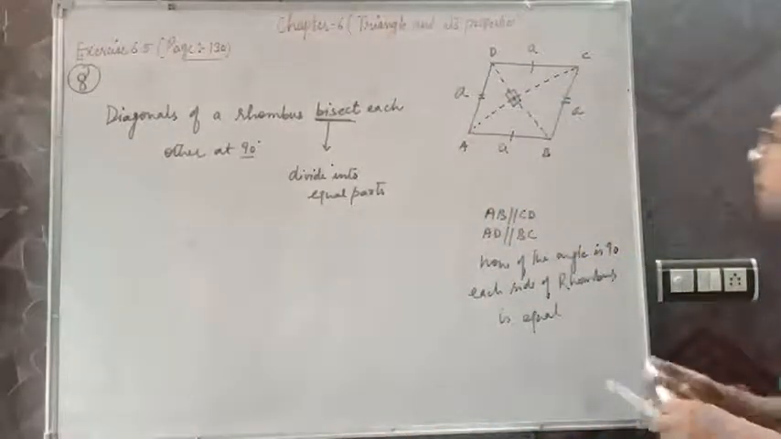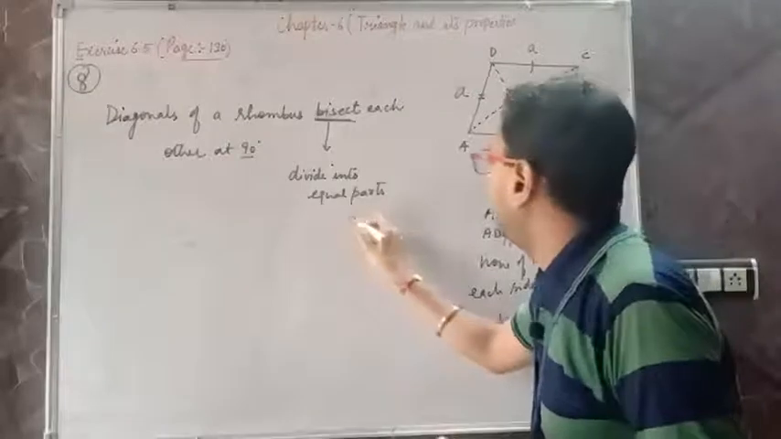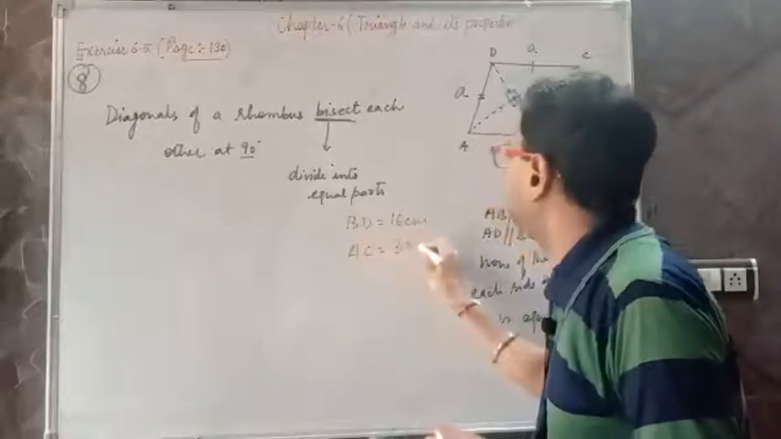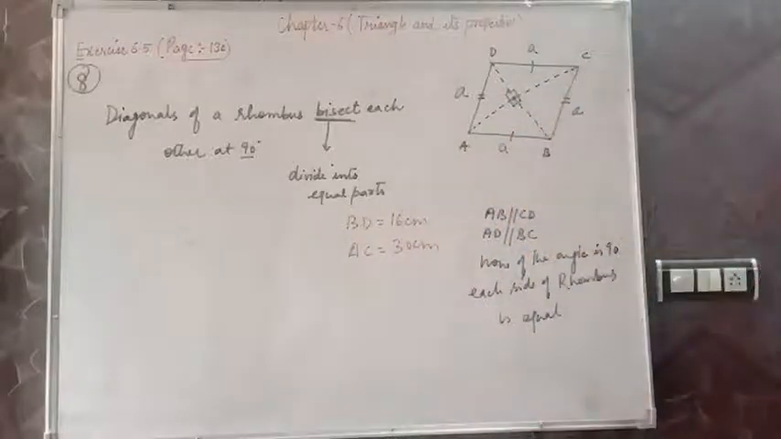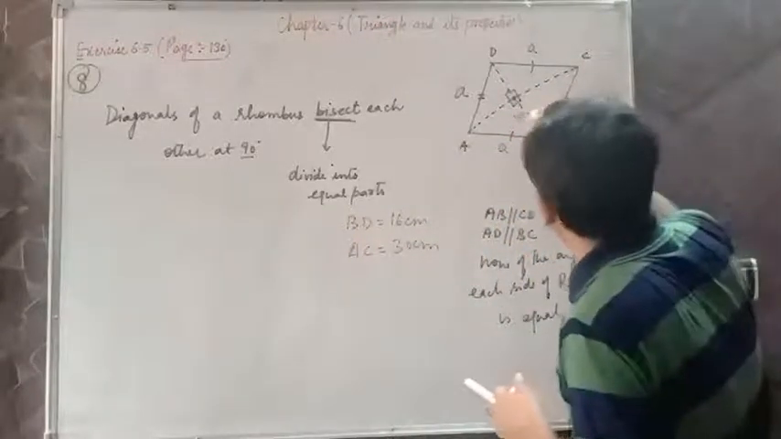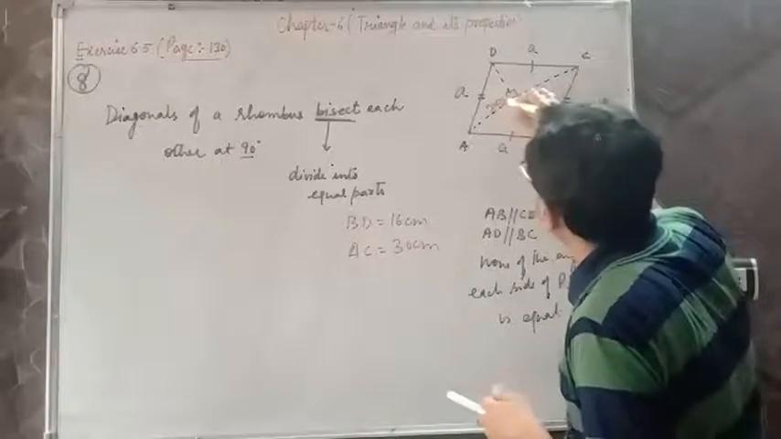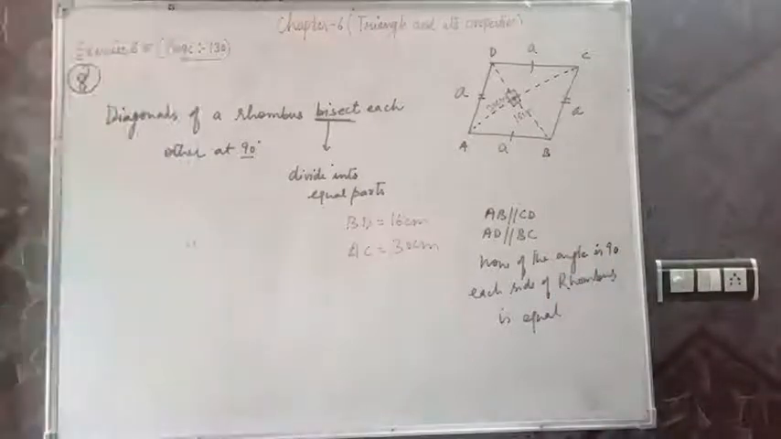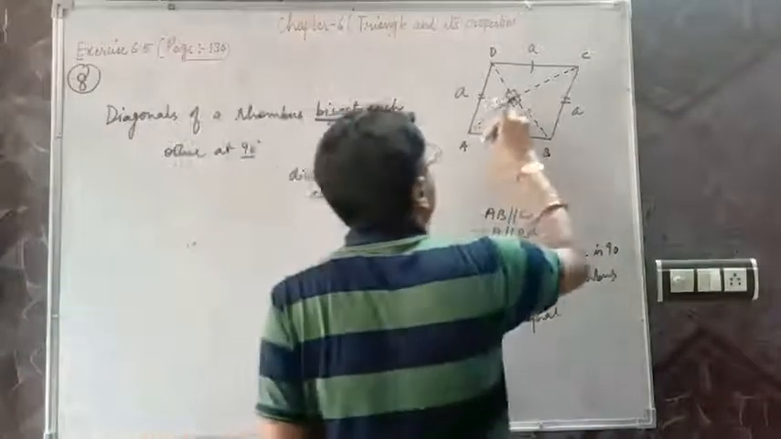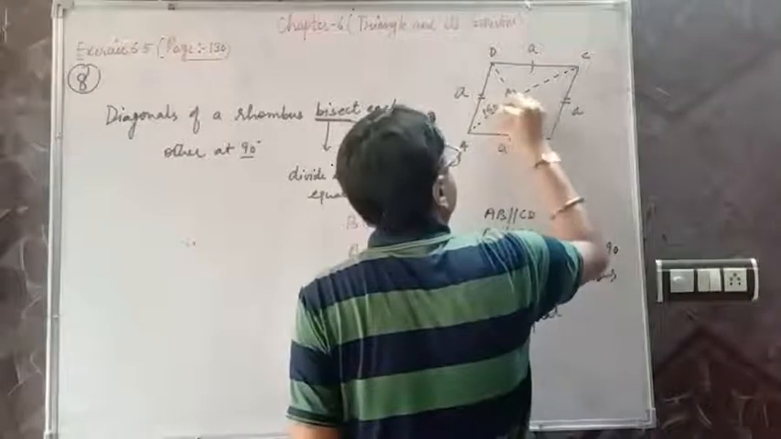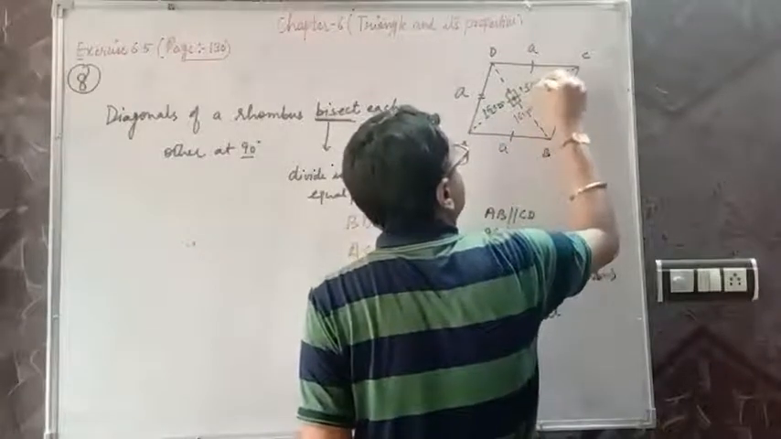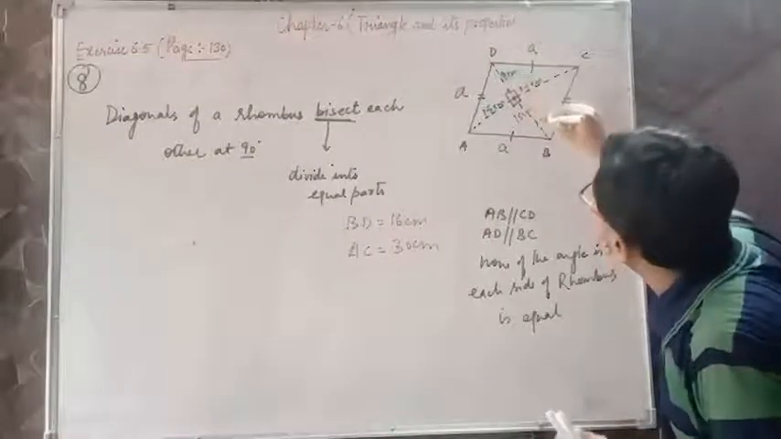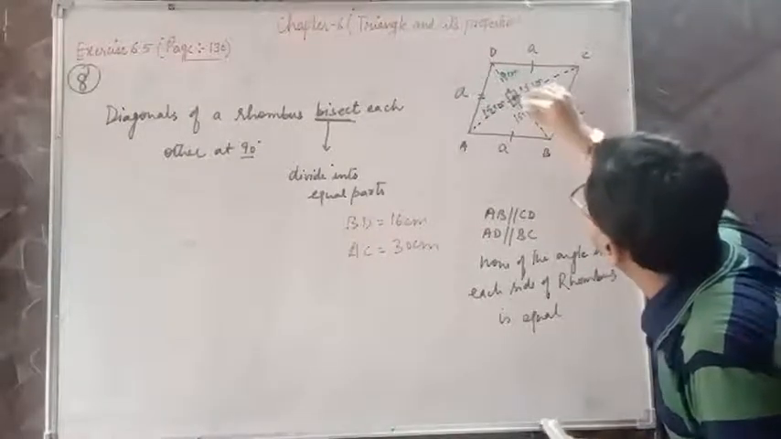Now if you see, the measurement of the diagonals is given. Let me take BD is 16 centimeter and AC is 30 centimeter. This is what is given in the question. Now if they bisect, what will happen? It means 30 will be divided into 2 equal halves. This will be 15 centimeter, this will also be 15 centimeter. Now 16 bisected means above is 8 centimeter, and below is also 8 centimeter.